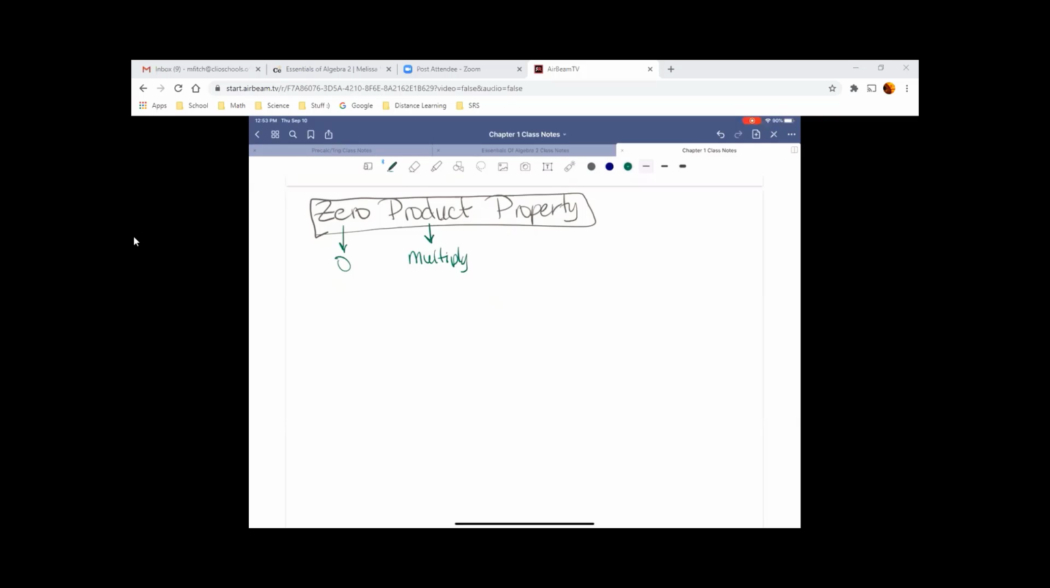So what the zero product property says is that if you're multiplying things and your product is 0, one or the other thing has to be 0. So in other words, if you had A times B equals 0, because the only thing you can multiply to get 0 is 0, this says that either A equals 0 or B has to equal 0. That's why it's or. One or the other, or both.